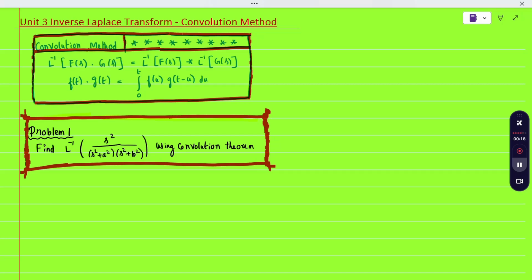When I am able to write a product of two terms f of x and g of x, then we can write a convolution. It is nothing but L inverse of f of x star L inverse of g of x. Separate it and write. After writing, we find some answer. That answer will be f of t into g of t. I can write it as integral 0 to t f of u g of t minus u du.